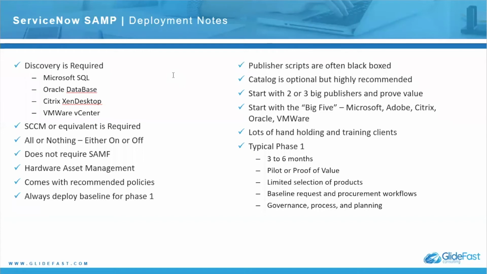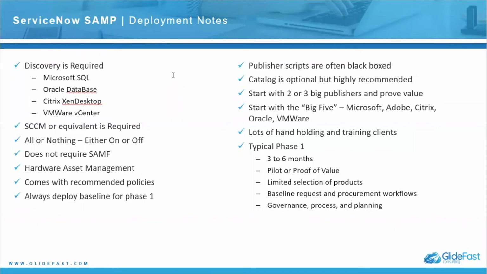We have made the mistake, even here at GlideFast, of deploying baseline plus and giving the customer the additional functionality that they ask for, and it has not gone very well for us. The ServiceNow recommended path is that we always deploy baseline for phase one, and that we start with just 2 or 3 publishers. And anything beyond that, we're setting ourselves up for failure. David and I can both vouch for that.